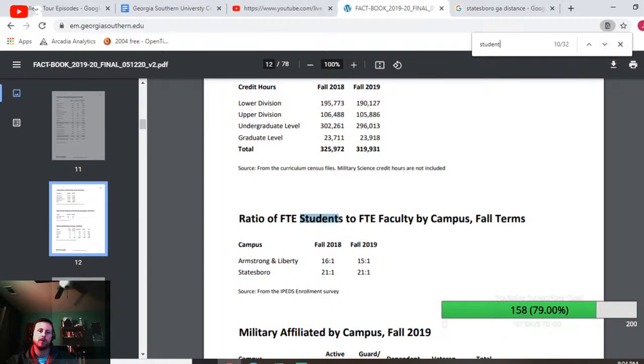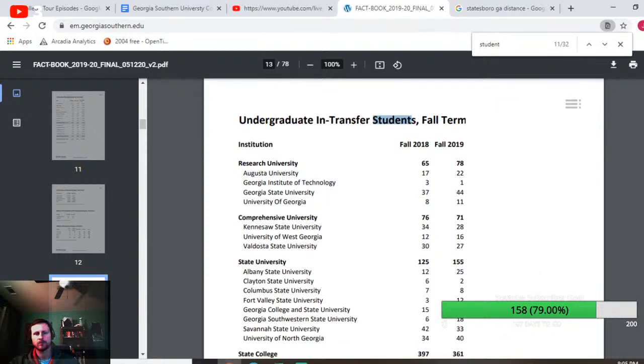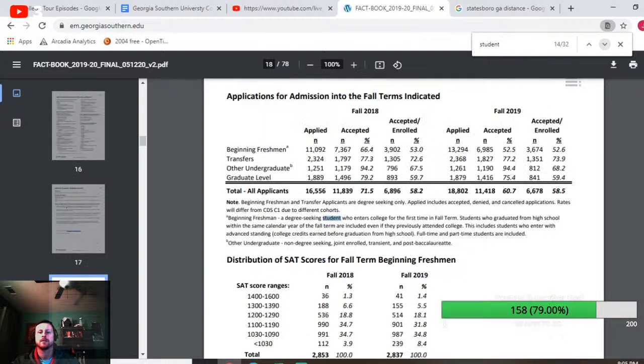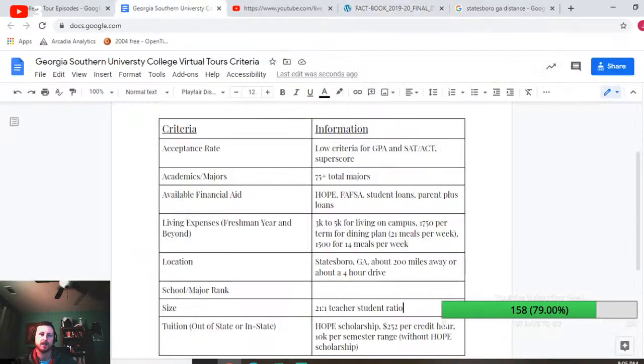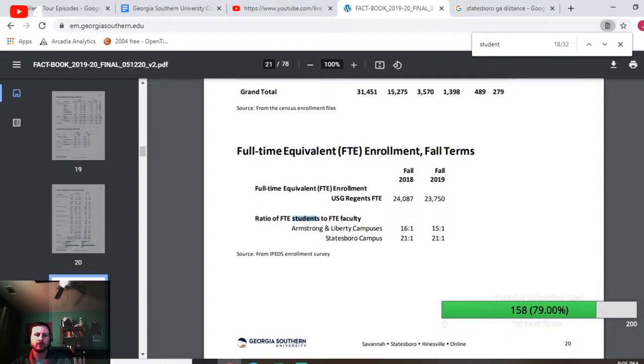Let's see the total number. Why would you do credit hours? That's such a weird statistic to have, if I'm being honest. Students in fall term. What? That's a weird way to present this information. Don't need that. So applications for admission into the fall terms. Wow, 52% acceptance rate. That seems kind of strange. It's just very questionable to me. I feel like anybody who's in the GISA program would get in, if I'm being completely honest. Yeah, there's that.